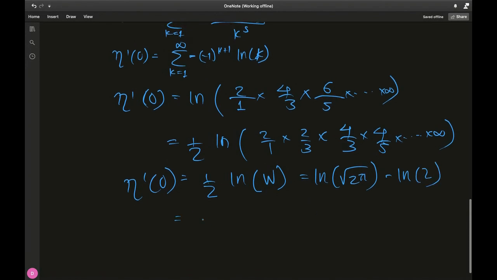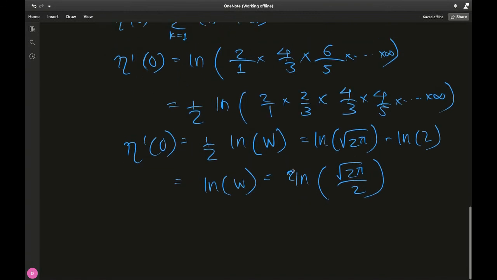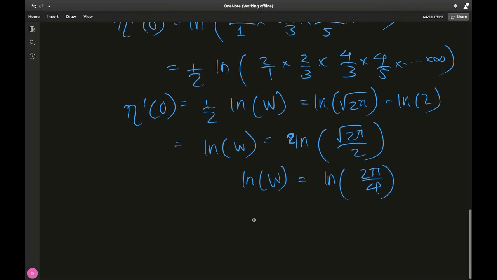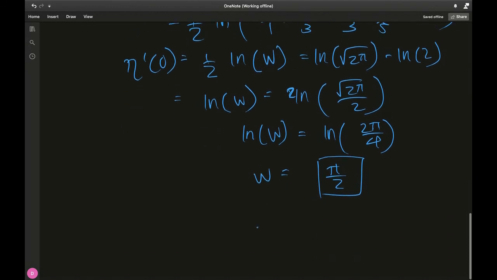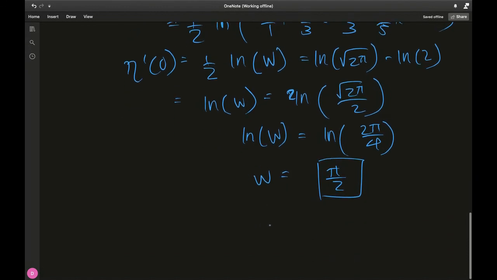So take the 2 on that side and square the argument. So we have 2 times natural log of square root of 2 pi over 2. So that will be natural log of the Wallis product W is equal to natural log of 2 pi over 4. Now take the antilog on both sides. W, the Wallis product, is equal to pi over 2, and that is actually another way of proving the Wallis product. Presto.